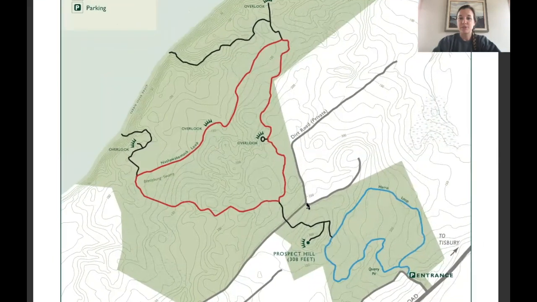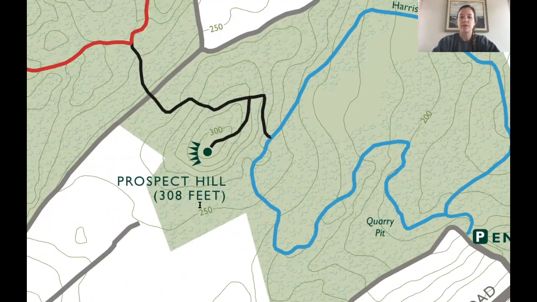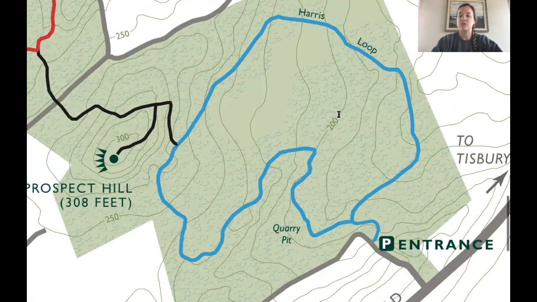So if we zoom in a little bit closer, we can see there are a few numbers that are associated with the contour line. So over here, I see 200. Over here, 250. And up here at Prospect Hill, 300 at this line. So what these lines are showing us is what the elevation is at that point. And we can follow these contour lines in a circle as it winds around, and it follows the landform. So the topography of that land are represented by these contour lines.